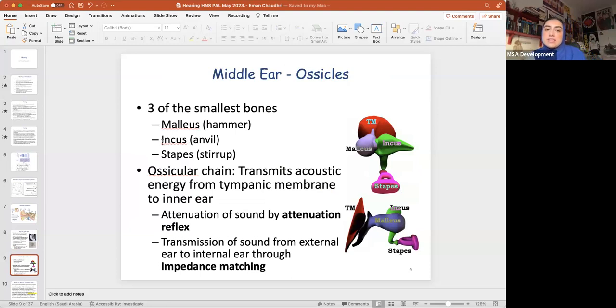So the malleus, incus, and the stapes. These are all your ossicles or your ossicular chain. And what this does basically is they will attenuate sound, and they're involved in your attenuation reflex. That is an important term that you guys need to remember, attenuation reflex. And it transmits the sound from the external ear, obviously, to the internal ear. It's right in the middle. So what else is it going to do?